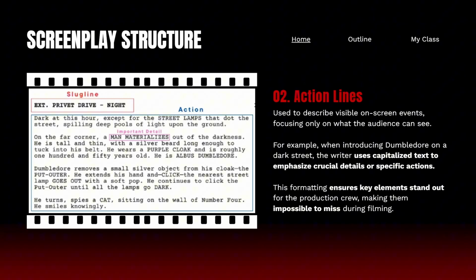Next, we have action lines. This is used to describe visible on-screen events, focusing on what the audience can see. For example, when we are introducing Dumbledore on a dark street, the writer uses capitalized text in order to emphasize the crucial details or even the specific actions that he does. This formatting ensures the key elements stand out for the production crew, making them impossible to miss during the filming.